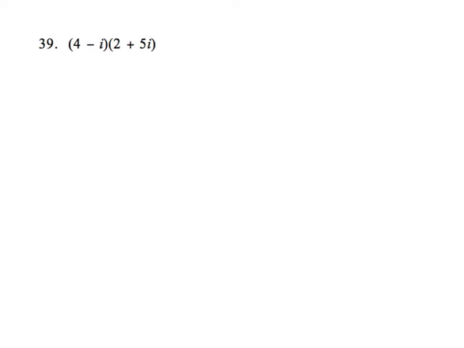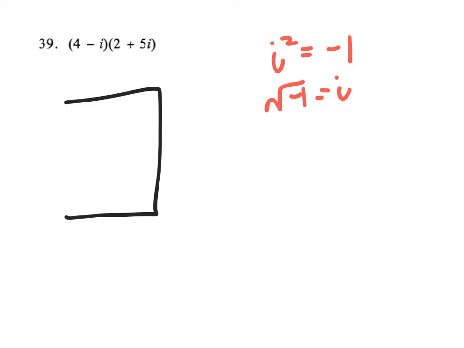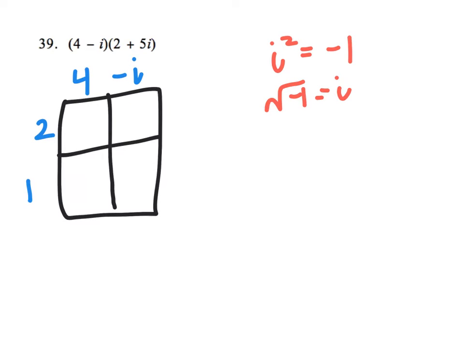This one we have 4i times (4 minus i) times (2 plus 5i). We're going to do the box method in a second, but before we do that, as a friendly reminder, i squared equals -1, square root of -1 equals i. So for this one, we're going to do the box method, just like we did in some of our very first videos. When we do that, we're going to have 4 minus i on top, 2 plus 5i.